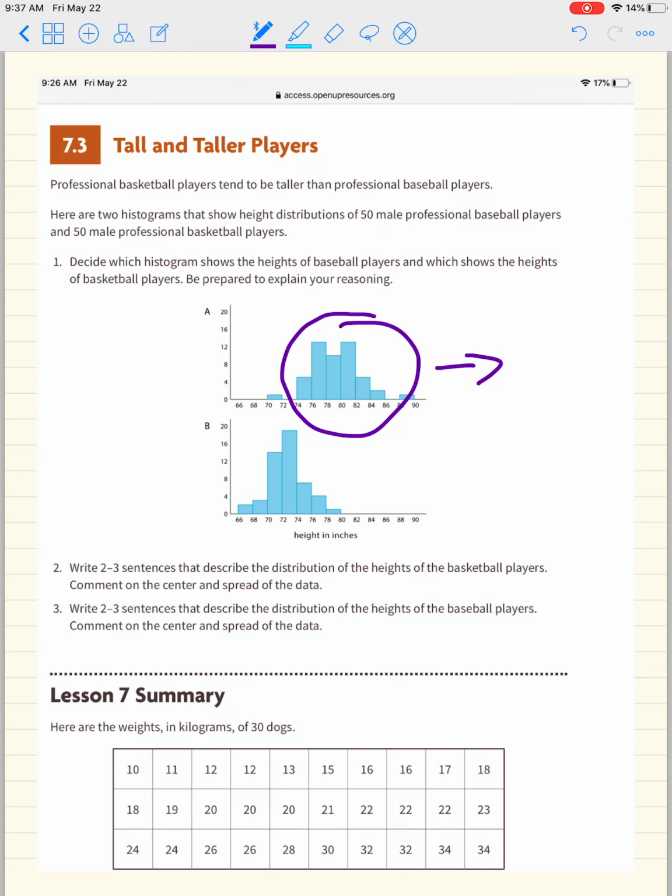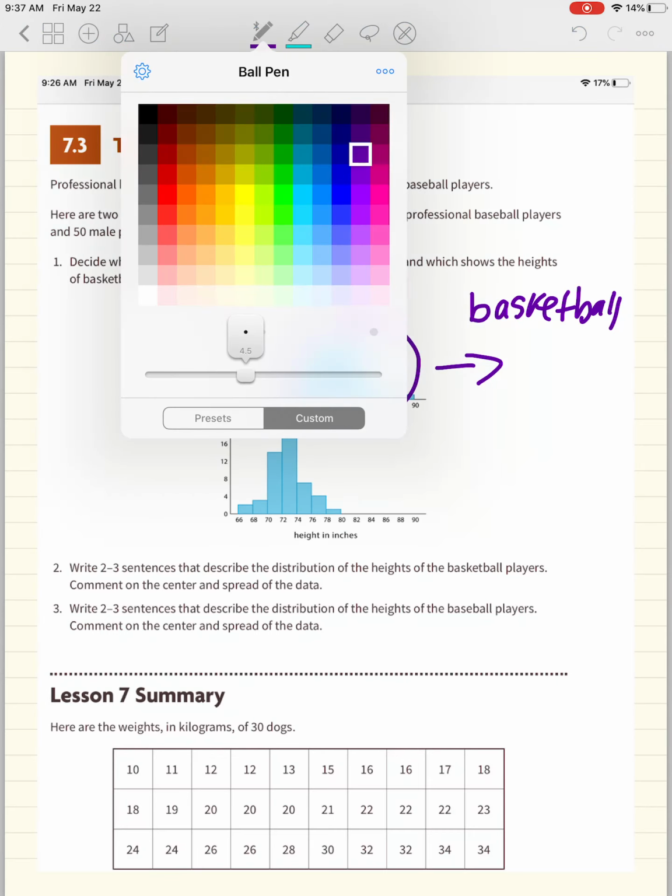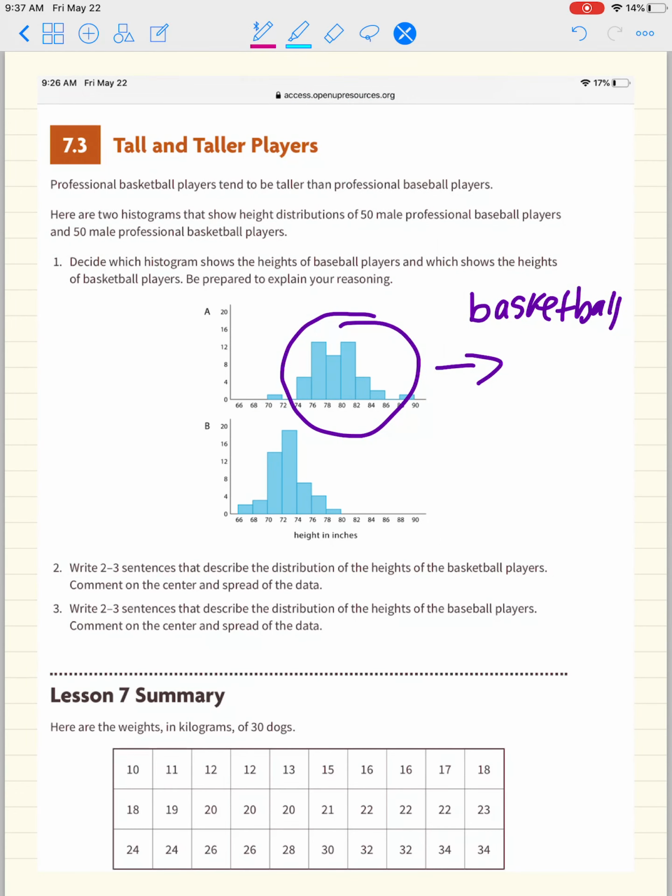And so you can accurately assume that this might be the basketball players because their data is more spread towards the right. They're generally more tall. And then even though this one has a big spike at 72, 72 is more on the shorter side. And so you can assume that this graph is of baseball players. Okay, write 2 to 3 sentences that describe the distribution of the heights of the basketball players. Comment on the center and the spread of the data.